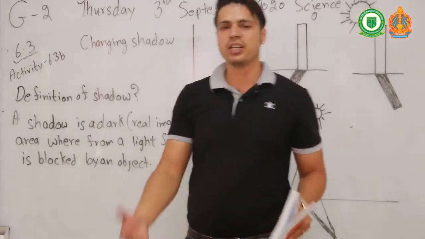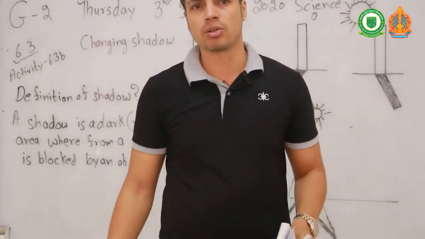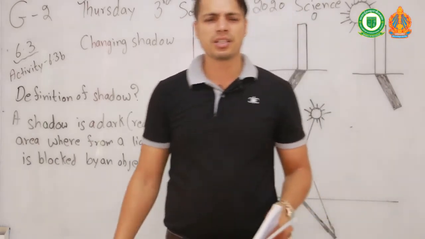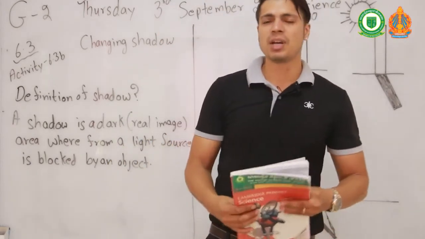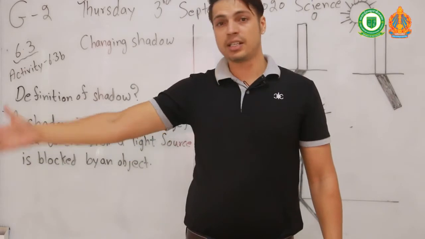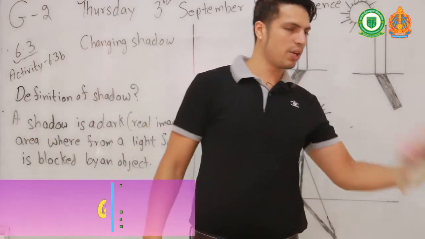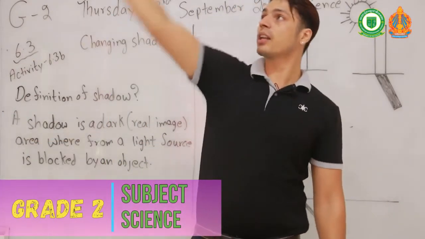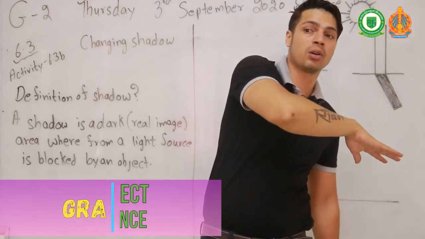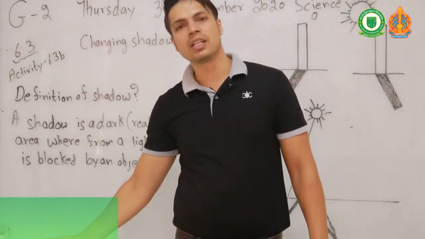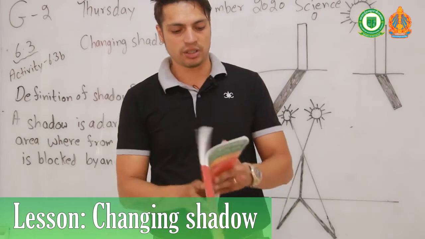But what does changing shadows mean? Imagine you keep the light on this side, so your shadow will be on this side. You bring the light to this side, so your shadow will come to this side. That's how a shadow changes.